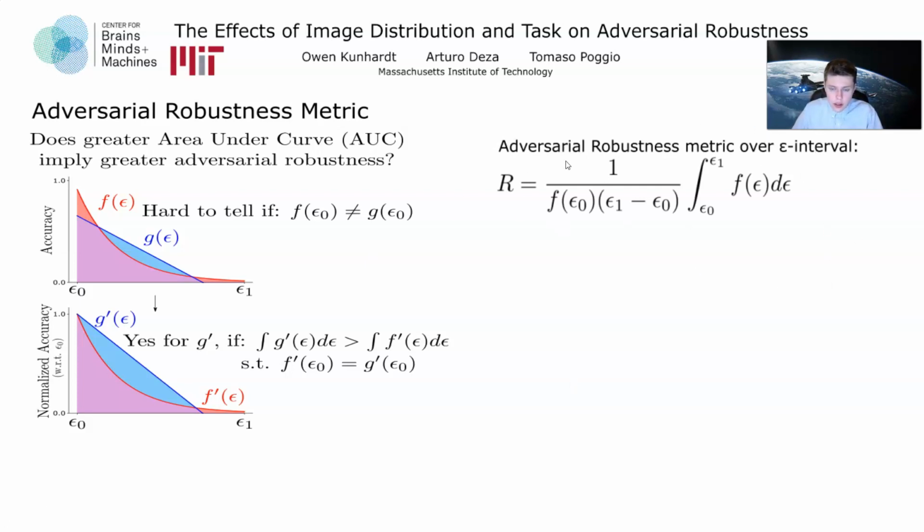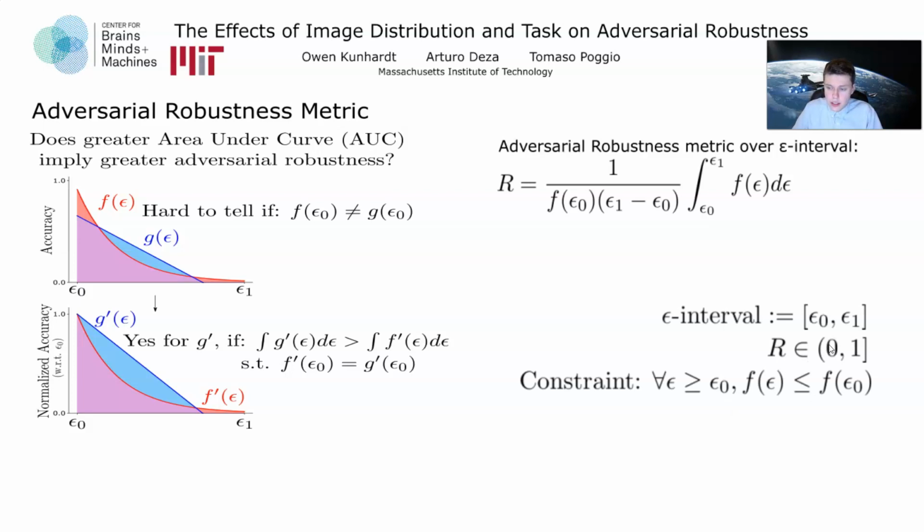This normalizes by our initial performance, which again means we're now looking at how much we're changing with respect to where we started. And then this normalizes with respect to our epsilon interval, which is essentially our interval of perturbation strengths, where epsilon naught is a lower bound and epsilon 1 is the upper bound. And so our metric is in the left half open interval (0, 1], and we have this constraint that for all epsilon greater than or equal to epsilon naught, f of epsilon is less than or equal to f of epsilon naught. Essentially this constraint says that as our perturbation strength increases, our accuracy decreases from where we started. We want this constraint to be satisfied because otherwise we wouldn't be a good adversary.